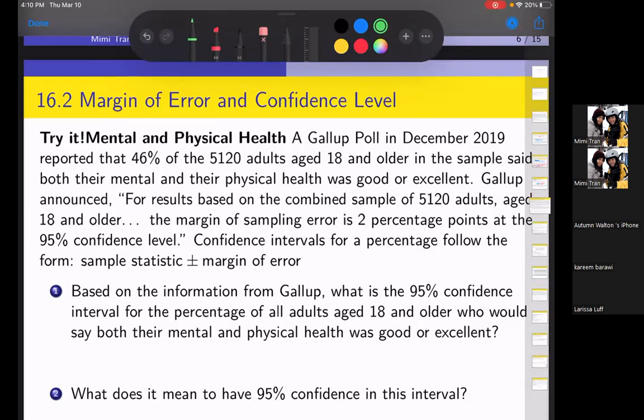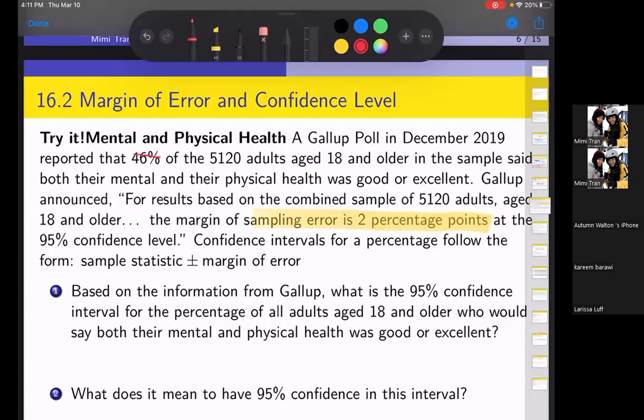Okay. So the formula is sample statistic plus or minus margin of error. I have margin of error, which is 2. Well, what's my sample statistic? Read the first sentence. 46%. You think 46%, that's parameter or statistic? It comes from a poll. Statistic, right? It comes from a poll.